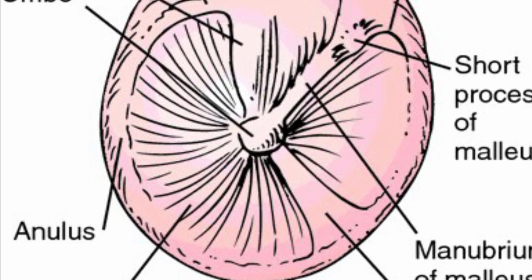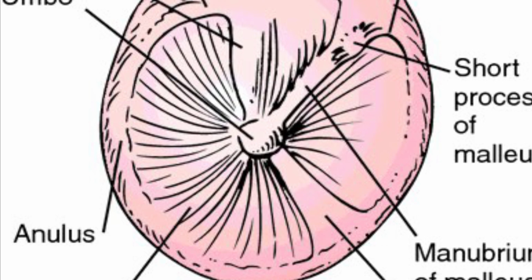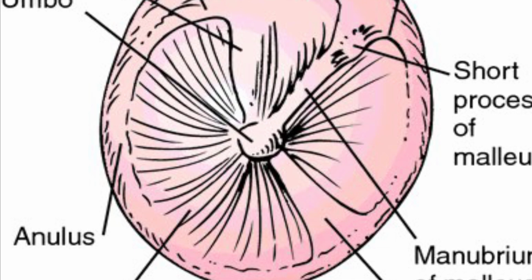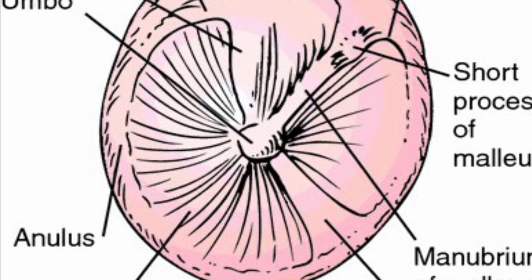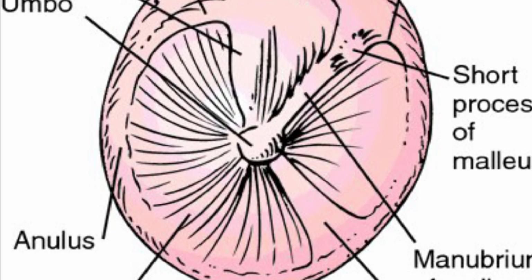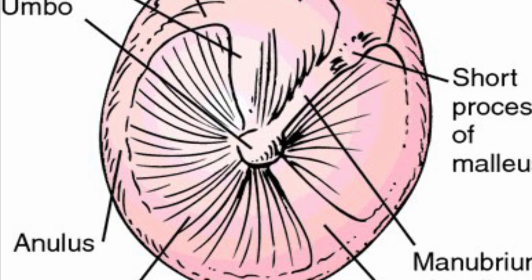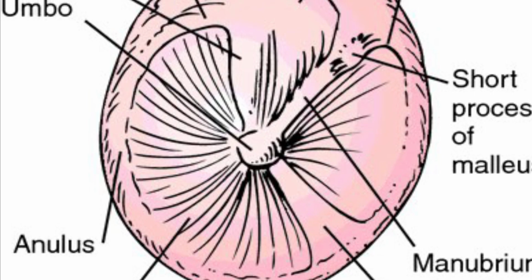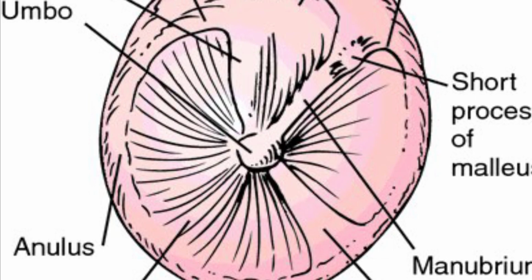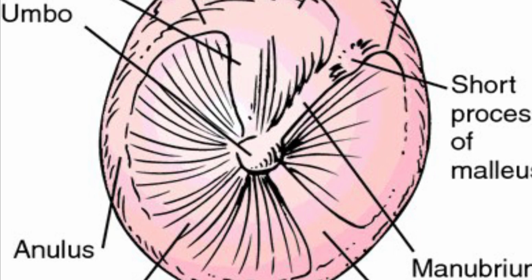This pars flaccida, between the anterior and posterior malleolar ligaments, is also called Shrapnell's membrane, and it is small and triangular in shape. This part, pars flaccida, is triangular and lies between the anterior and posterior malleolar folds. It is thin because it doesn't have any fibrous layer. So this part is deficient of the fibrous layer of the tympanic membrane.